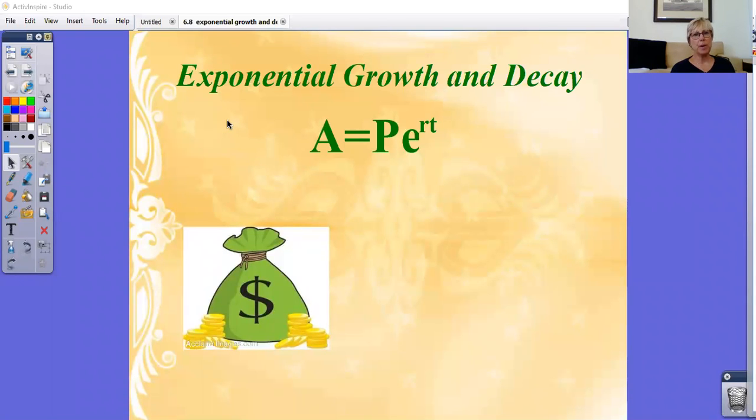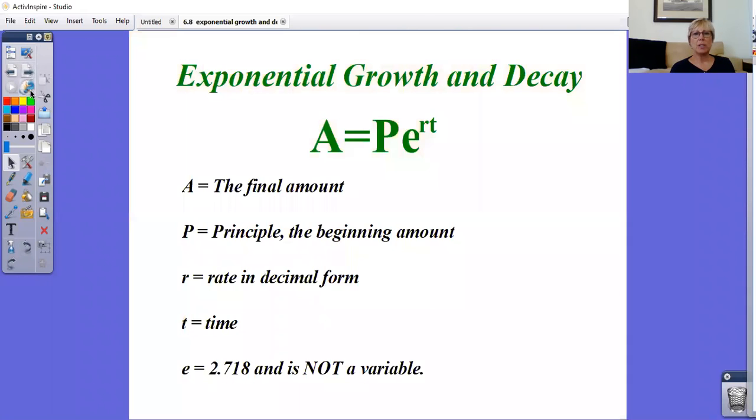Okay, so today we are finishing up chapter 6 with exponential growth and decay problems. And these are word problems, and let's get right into it. So the exponential growth and decay formula, I'm going to really simplify it.